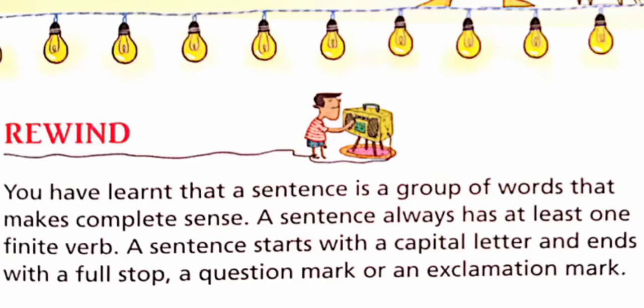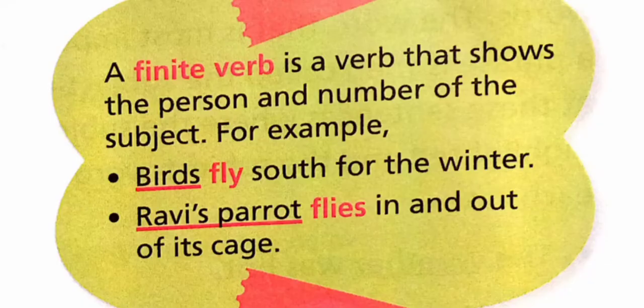So let's rewind. You have learned that a sentence is a group of words that makes complete sense. A sentence always has at least one finite verb. A sentence starts with a capital letter and ends with a full stop, a question mark, or an exclamation mark. A finite verb is a verb that shows the person and number of the subject.